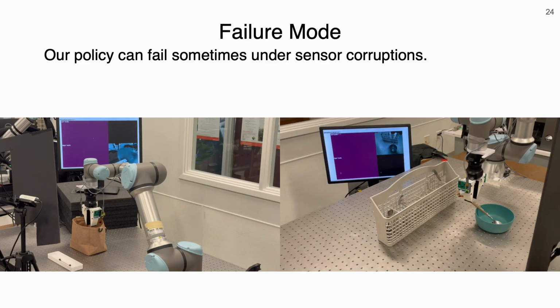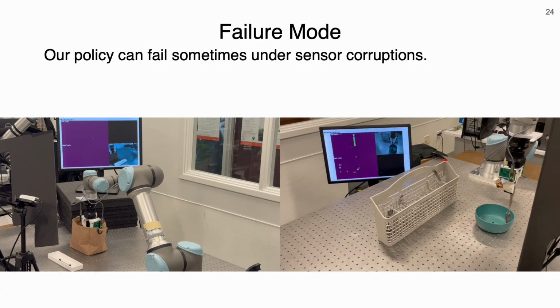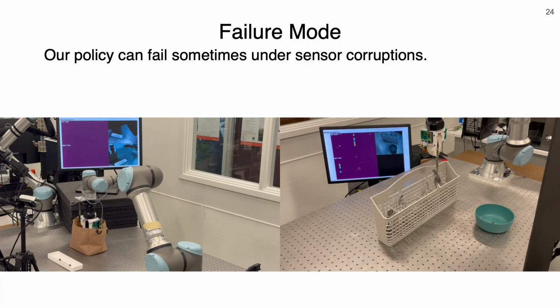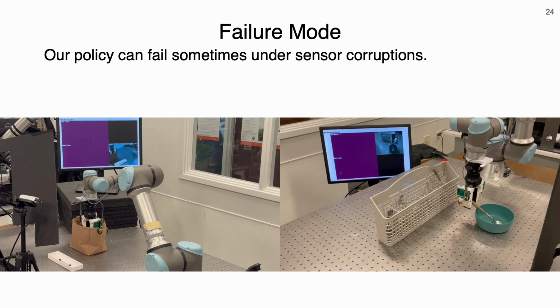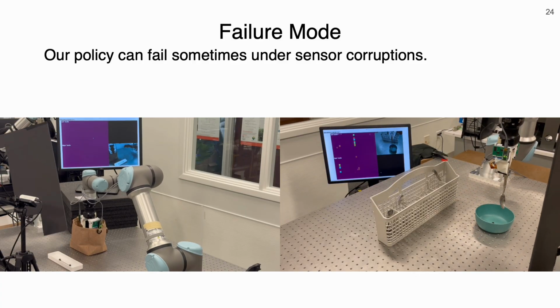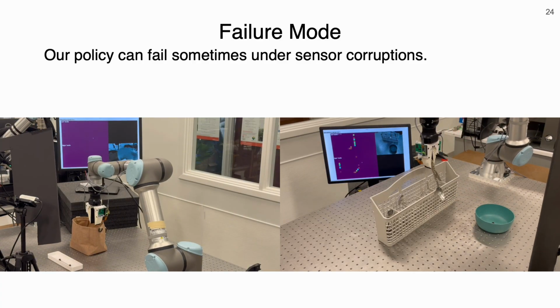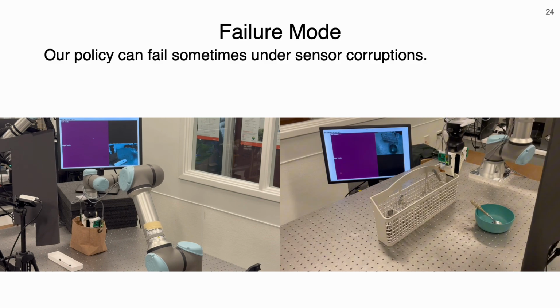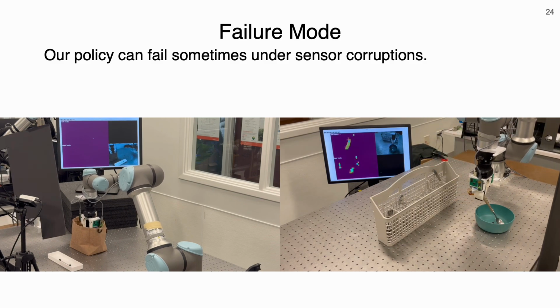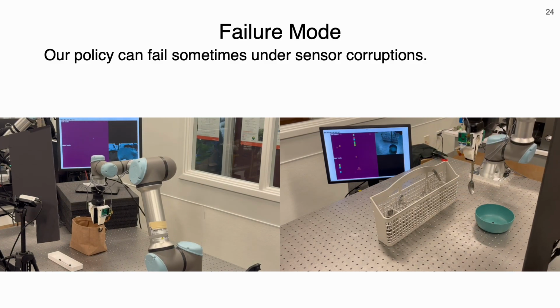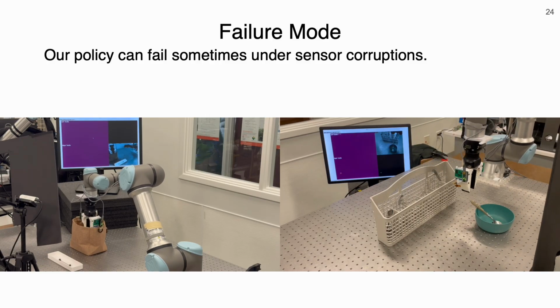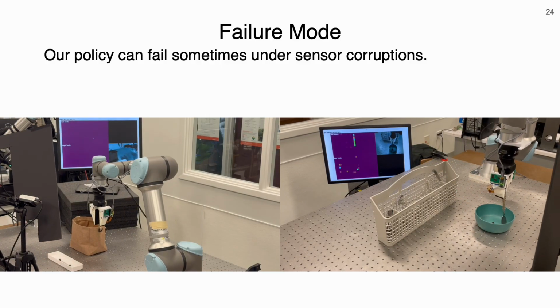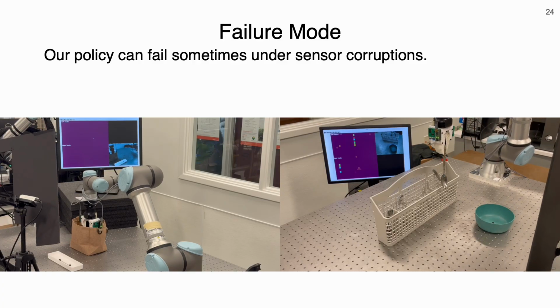Of course, our method is not without limitations. Under severe sensor corruptions, the policy can sometimes fail. For example, when one of the cameras is completely blocked or degraded, the robot may become confused about the object location or lose depth and distance information when relying on a single monocular camera. These issues can lead to reduced accuracy or incomplete task execution, highlighting opportunities for future improvement in handling sensor corruptions.